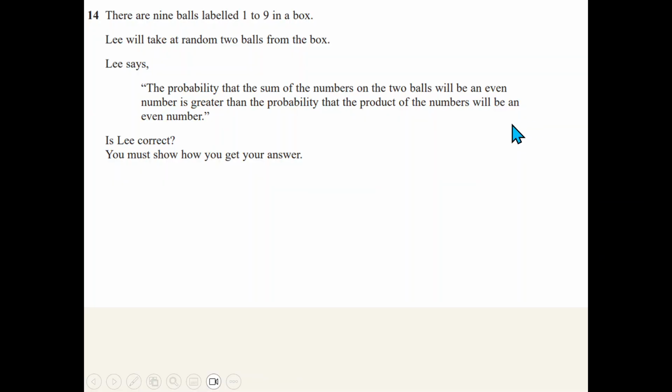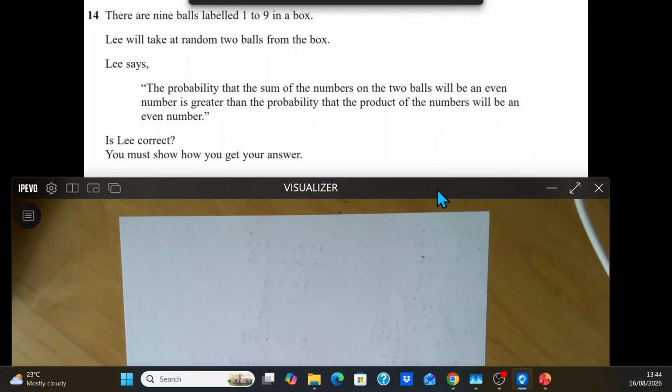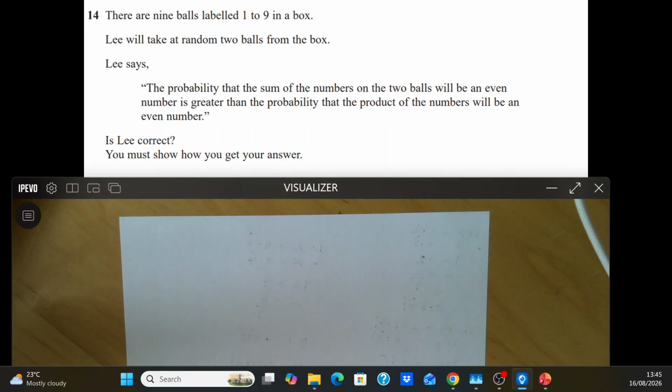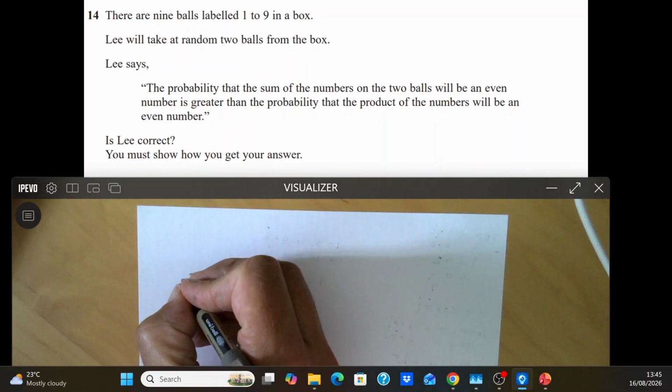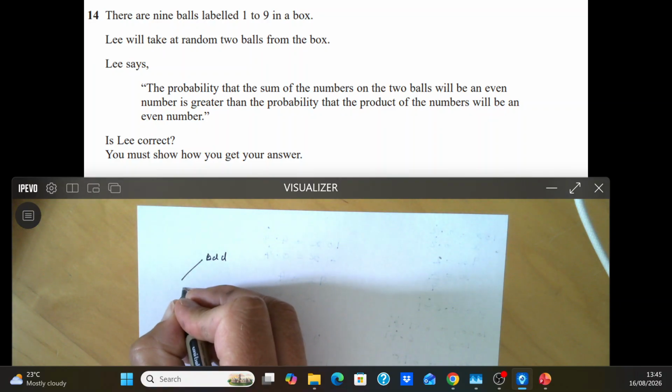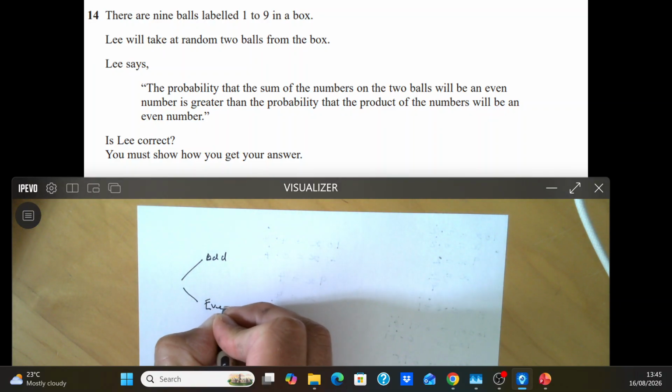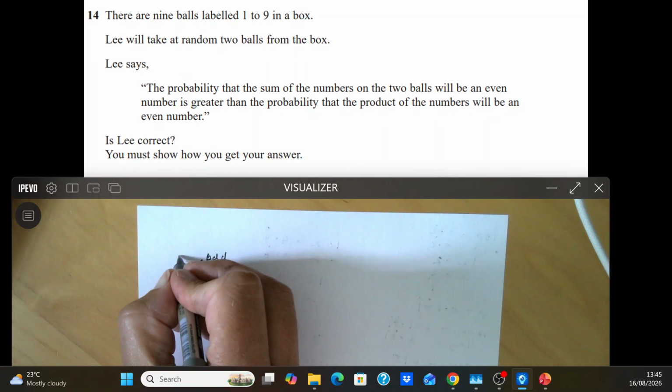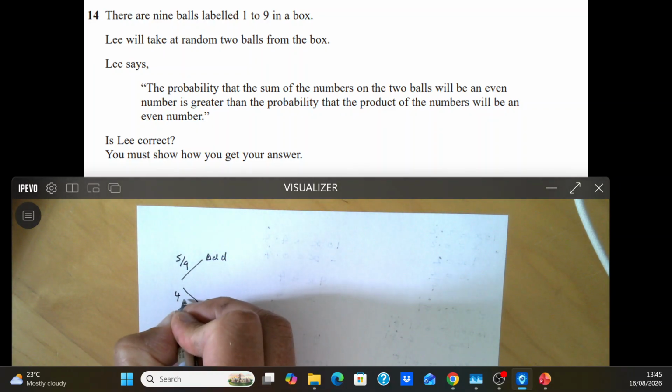It's a probability question, and it's talking about 9 balls labelled 1 to 9. Someone takes a ball out. The thing is, the probability that the sum will be even, or the probability that the product will be even. So let's just think about it. When you take a ball, it can either be odd or even. If it is odd, there are 5 out of 9, and 4 out of 9 for even.